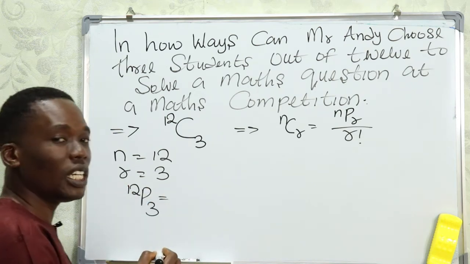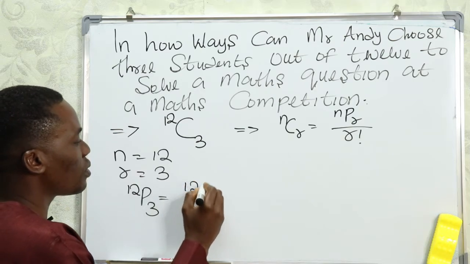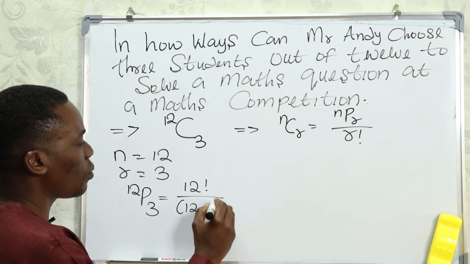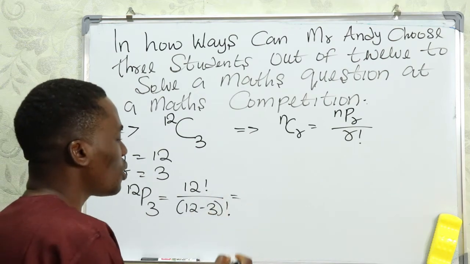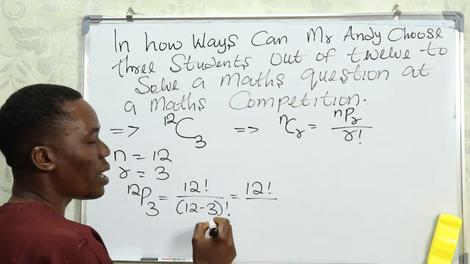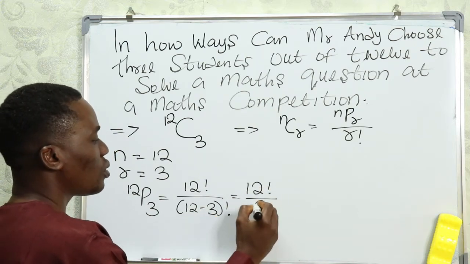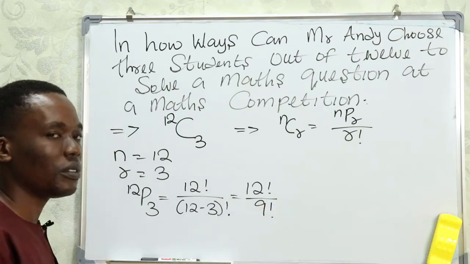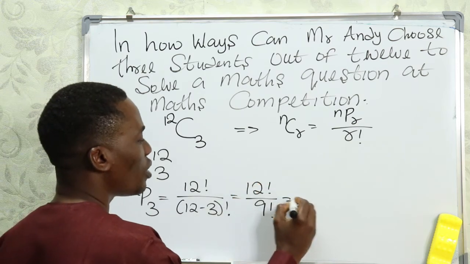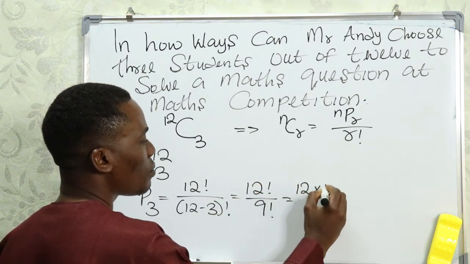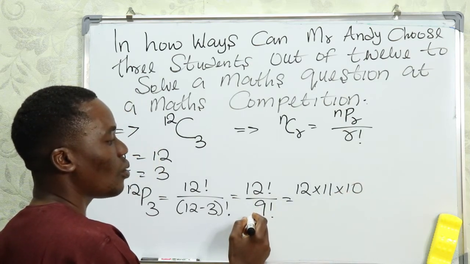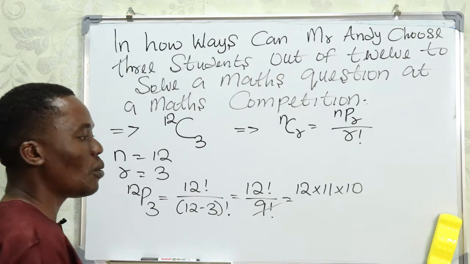Now, let's look at what our 12 permutation 3 will give us. 12 permutation 3 will give us 12 factorial all over 12 minus 3 factorial. So this will give us 12 factorial all over 12 minus 3, which is 9 factorial. You get this? Now from 12 we are going to have 12 times 11 times 10. All other ways, 9 will be cleared. All other ones will be cleared.